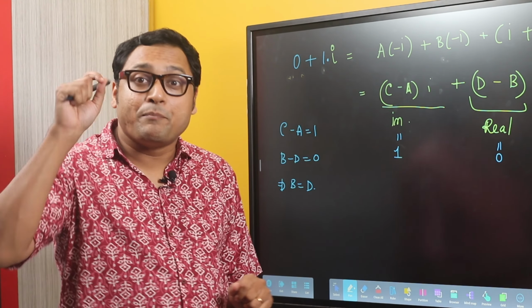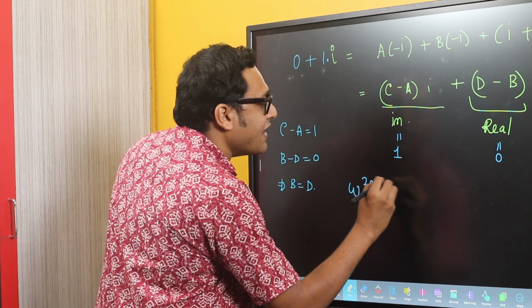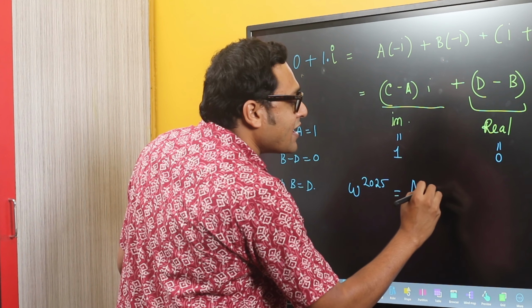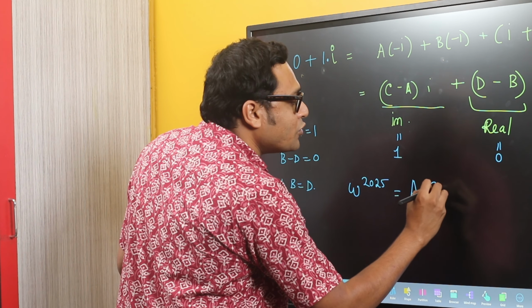So let's do that. So omega to the power 2025 is equal to A times omega cube, B times omega square, C times omega plus D. What is omega to the power 2025? 2025 is a multiple of 3. You can check this. How can you check this? There are multiple ways of checking this.